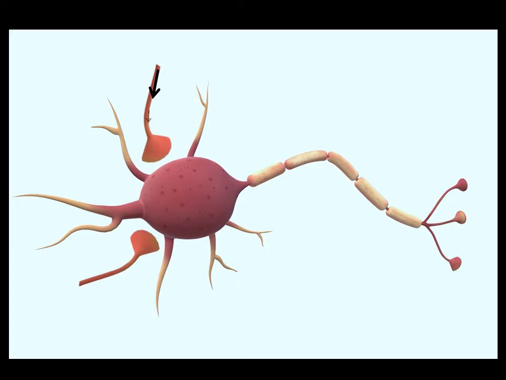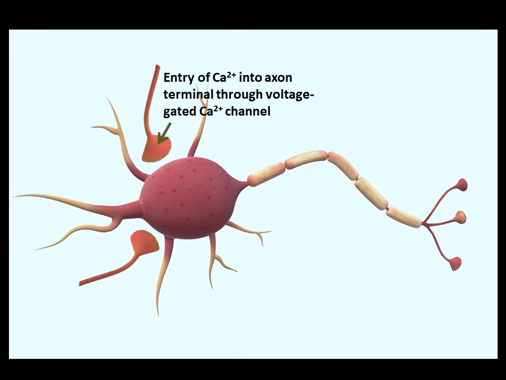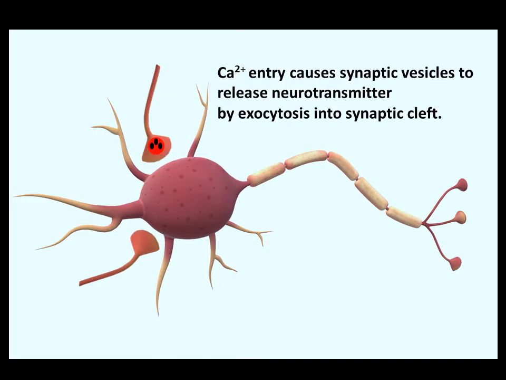Nerve impulse arrives at the axon terminal of the presynaptic neuron. Voltage-gated calcium channels in the axon terminal open and the concentration of calcium ions in the cell increases. An increase in the calcium ion concentration causes the fusion of the synaptic vesicles to the membrane and the release of the neurotransmitter in the synaptic cleft through exocytosis.